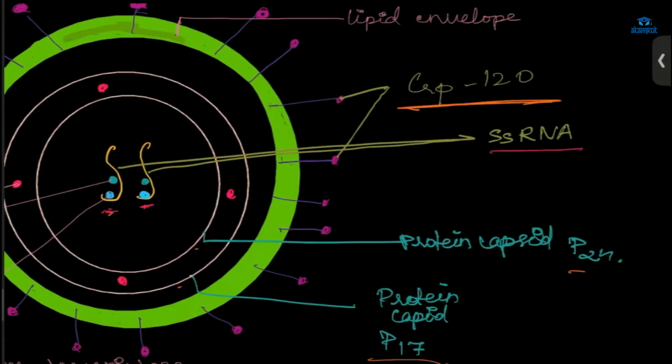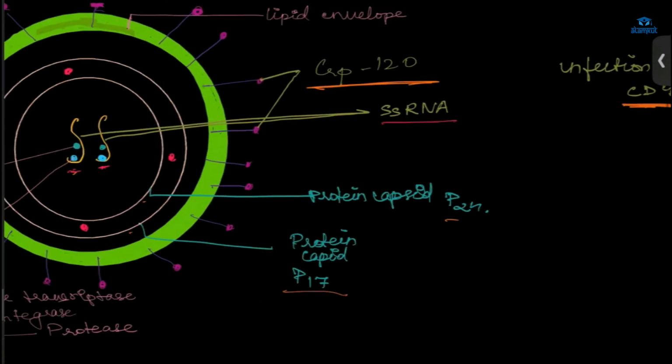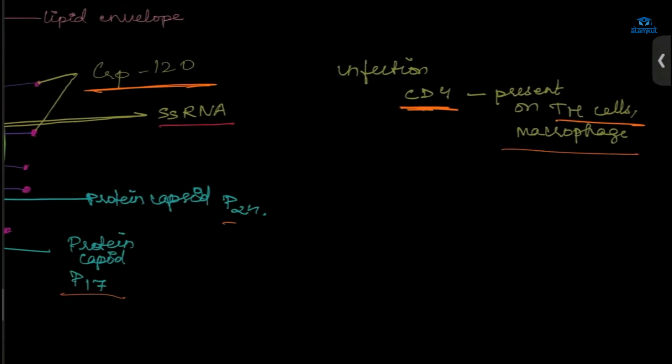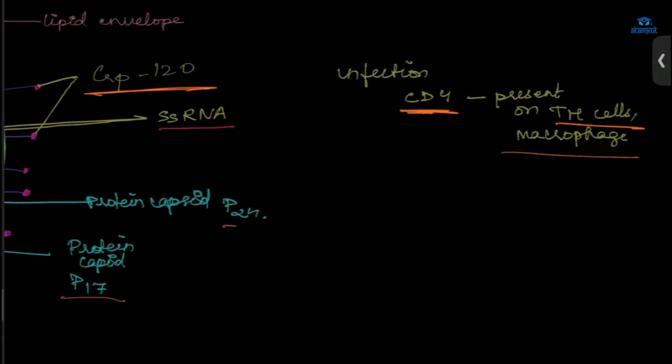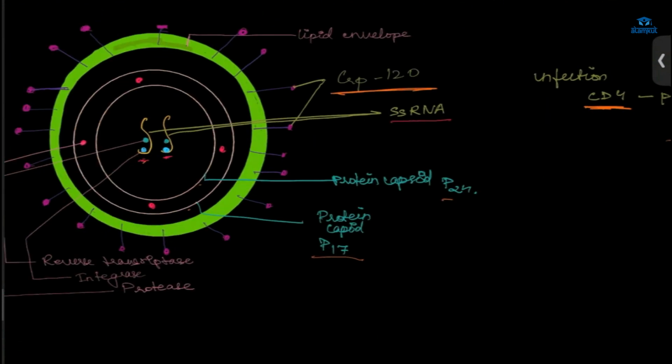Now this glycoprotein 120 binds with CD4 receptors, which are present on helper cells and macrophages. That's why helper cells and macrophages get infected by this virus. Got it? Yes ma'am.